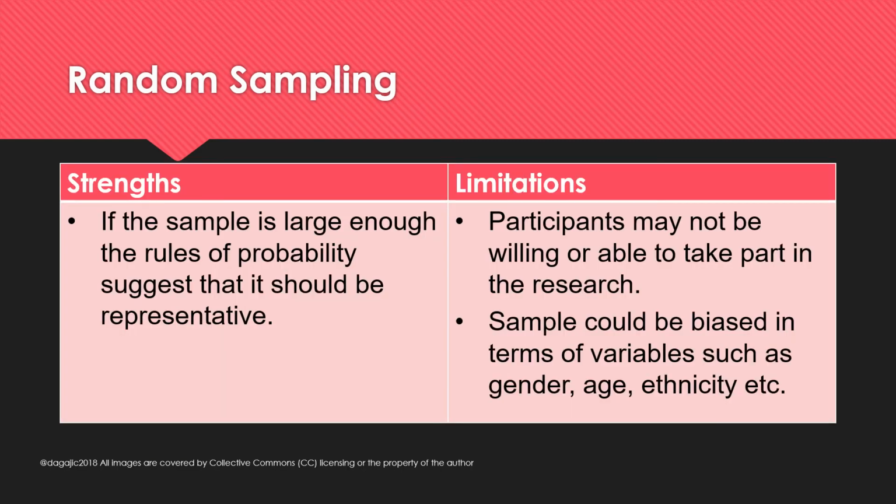So the strengths then, as we've already said, if the sample is large enough, the rules of probability suggest that it should be representative. The big problem though is participants may not be willing or able to take part in the research. We just might not have access to the people. And if somebody doesn't want to take part when they've been drawn at random, then the sample ceases to be random if you've got to try and find someone else. A further issue is there could still be bias in terms of certain variables like gender, age, ethnicity, purely by chance.